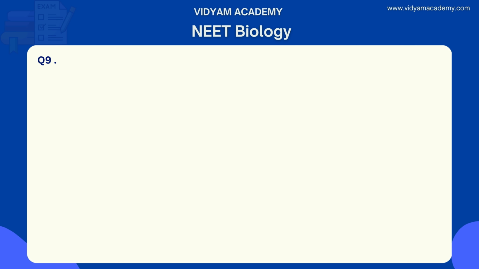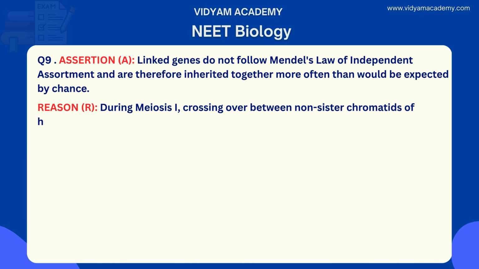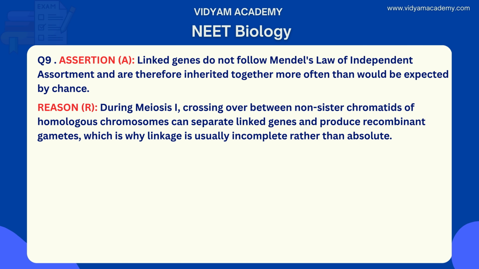Question number 9. Assertion A: Linked genes do not follow Mendel's law of independent assortment and are therefore inherited together more often than would be expected by chance. Reason R: During meiosis 1, crossing over between non-sister chromatids of homologous chromosomes can separate linked genes and produce recombinant gametes, which is why linkage is usually incomplete rather than absolute.